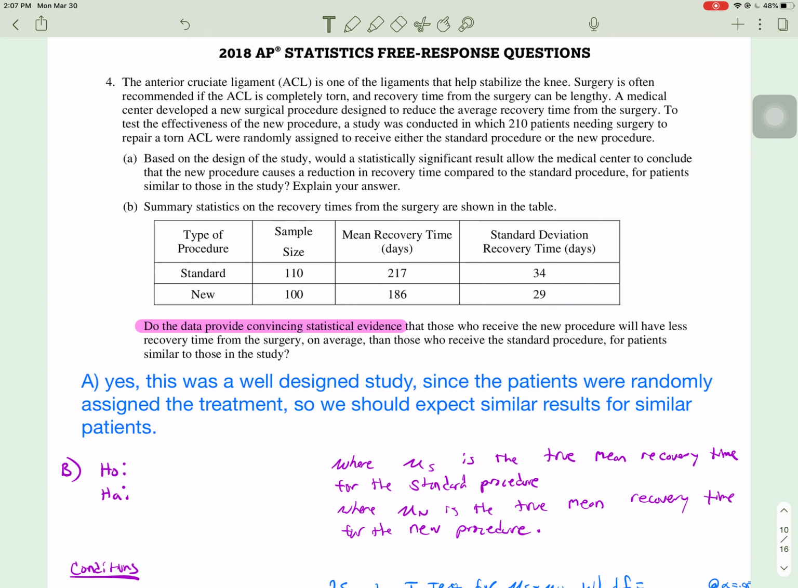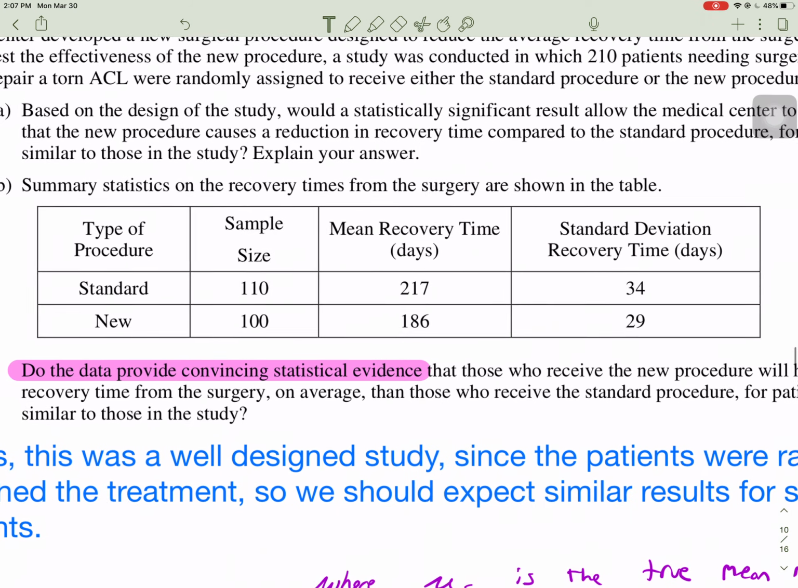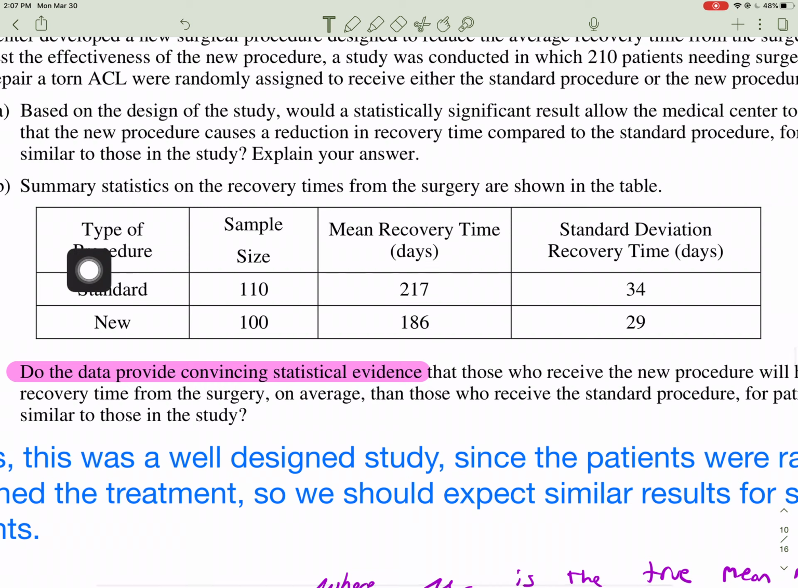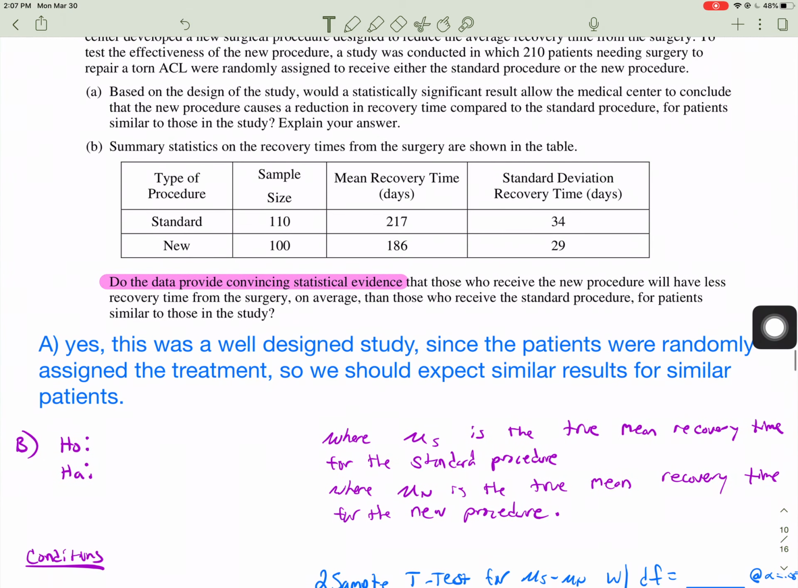Part B, they give you data. If you take a quick look at it, for the standard procedure, there were 110 people, it took them on average 217 days to recover, with a standard deviation of 34 days. For the new procedure, 100 people got the new procedure, and it was on average 186 days. That is a good difference. Is that a big enough difference to say something is going on? Standard deviation, 29 days.